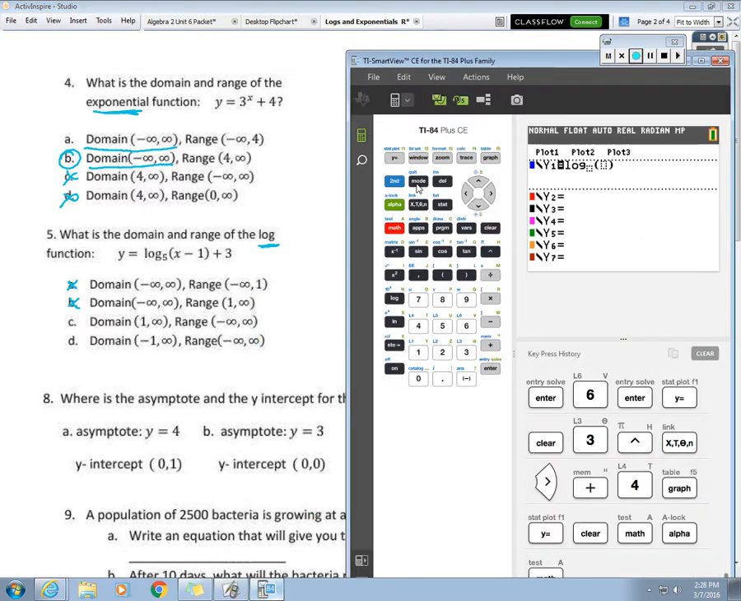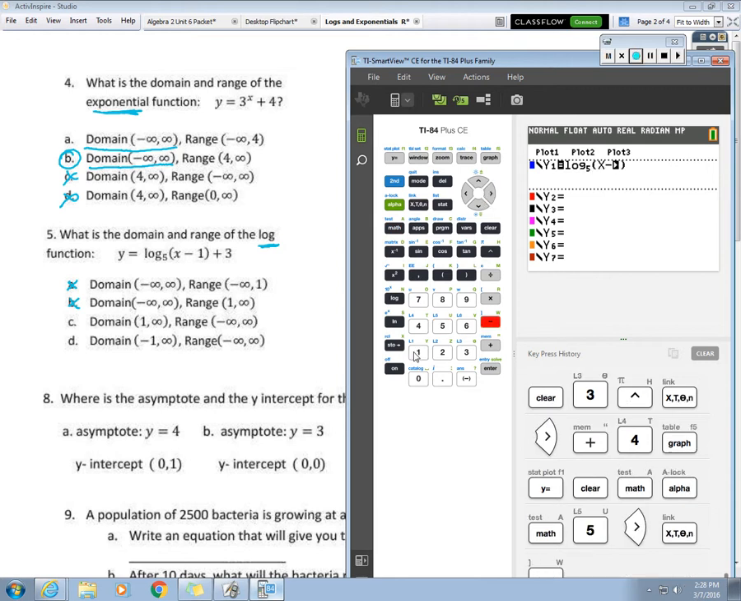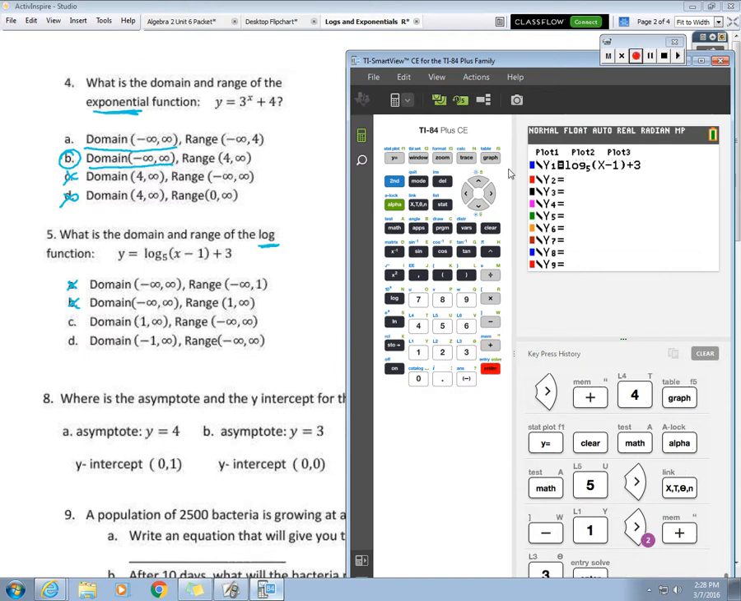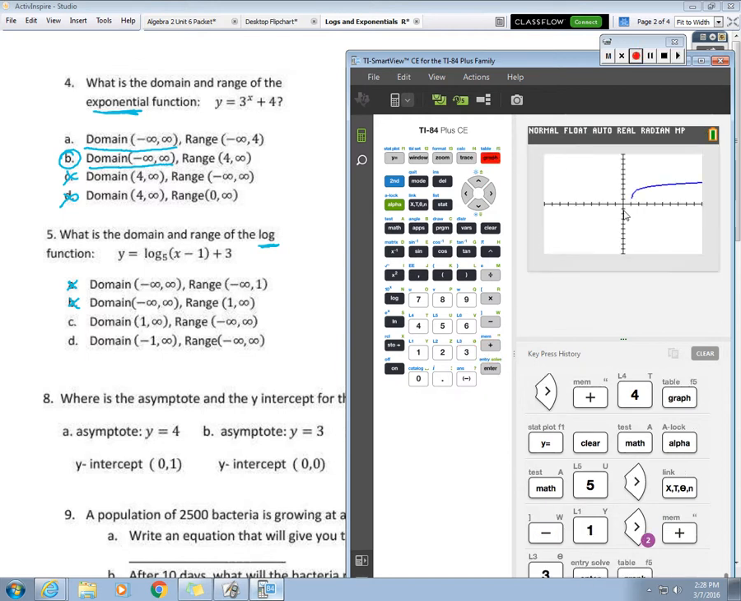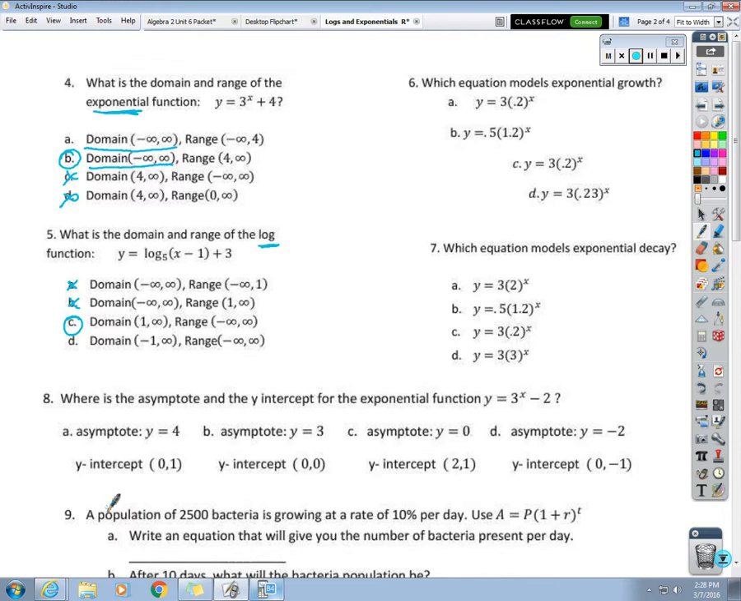So let's look at the graph. Log base 5 of x minus 1 plus 3. And when we graph it, we see the asymptote is at what number? Positive 1. So positive 1 to infinity. Oh, no. Positive 1 to infinity. C. Okay? Because you can go left till you get to 1. You can't go any further left than 1 because that's where the asymptote is, but you can go right forever.